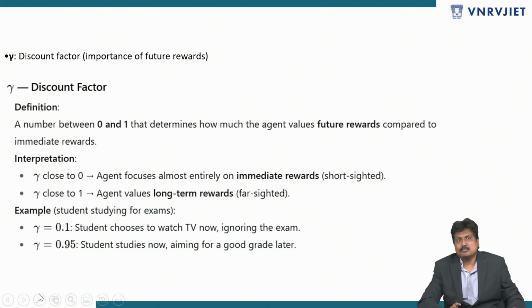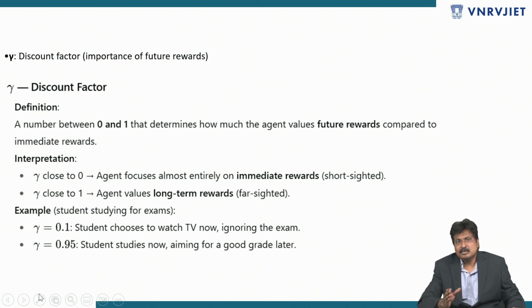For example, a small interpretation: gamma close to 0 means the agent focuses almost entirely on immediate rewards, not future rewards. Whereas if gamma is close to 1, the agent values long-term rewards. That means it's far-sighted. If it is close to 0, it's short-sighted. If it is close to 1, it's far-sighted.